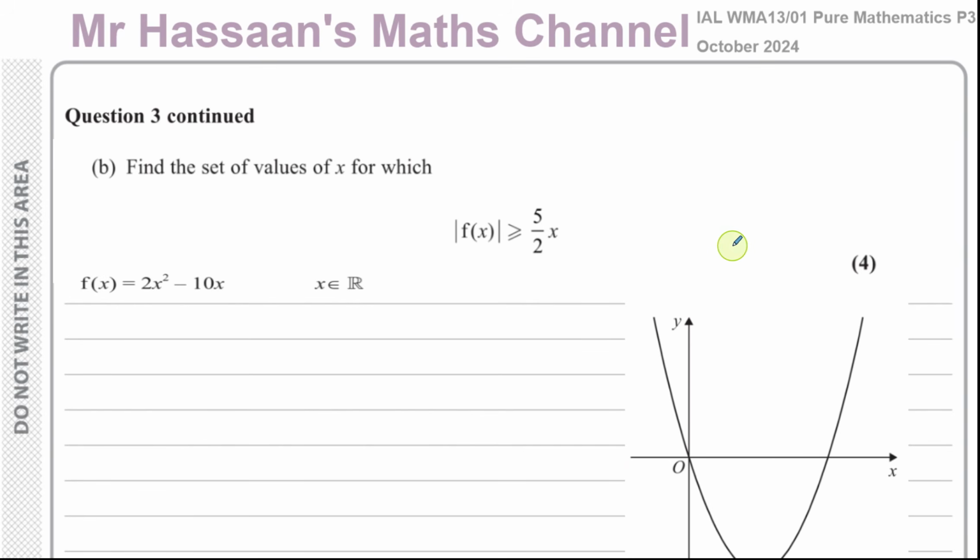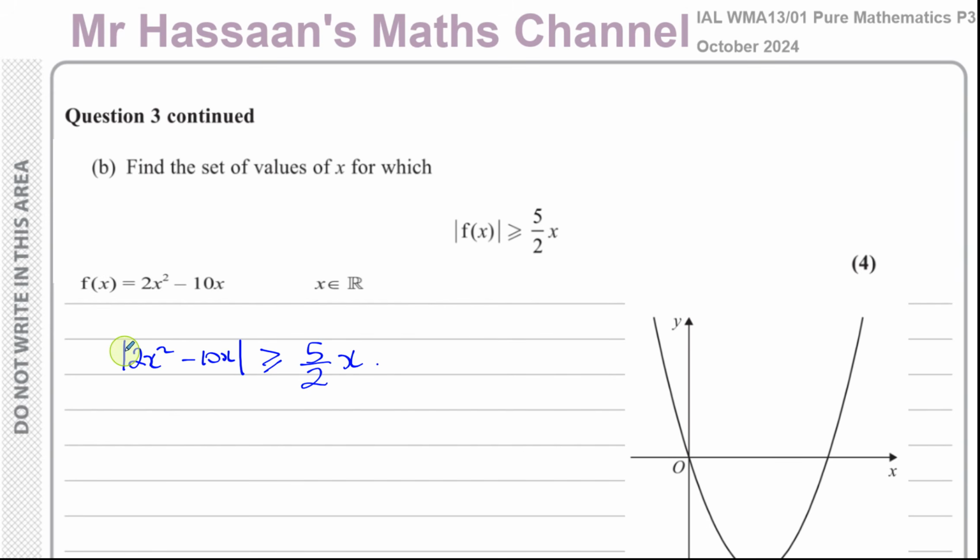And now for part B. Here it's slightly different. We have an inequality to solve where the modulus of f of x, where the whole thing is inside the modulus sign, is greater than or equal to 5 over 2x. So basically, we have to solve this inequality. So we could do this purely algebraically. We could do a mixture between algebraic and visually or graphically.